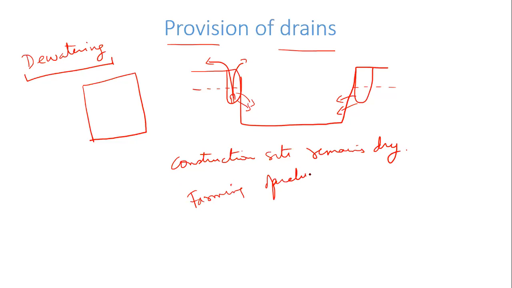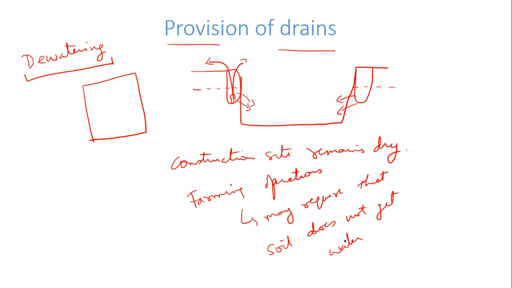Farming operations may require that soil does not get waterlogged. So these kinds of drains are also provided in farms. In a small farm it might be a little bit of a challenge to do this, but if you have a relatively big farm, then you can accurately calculate how deep the trenches need to be, at what depth you need to place these drains so that the water drains out and doesn't end up flooding the farm and so on.